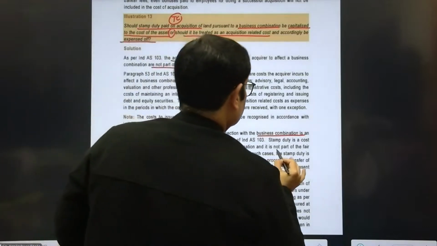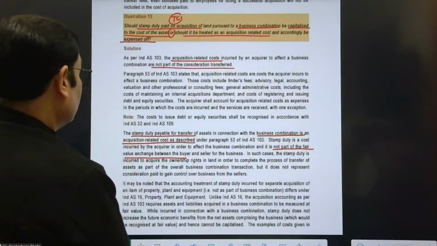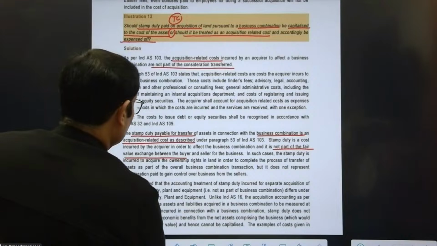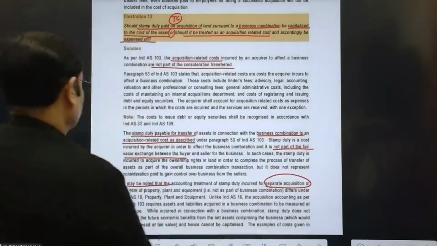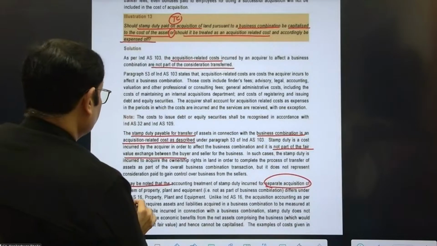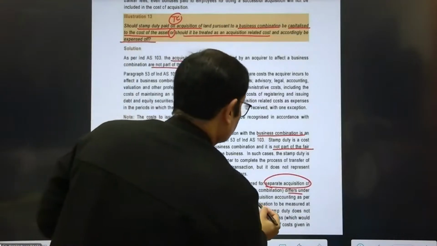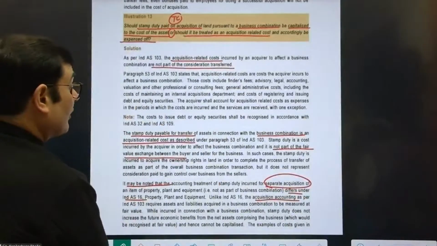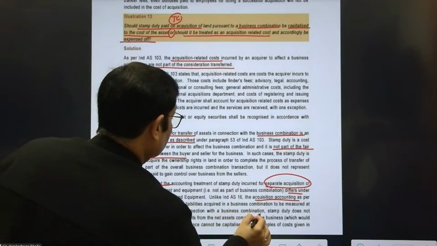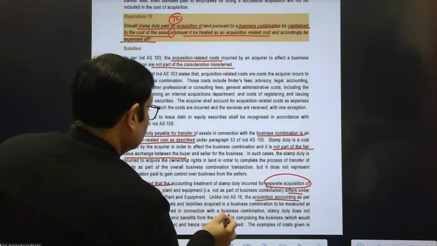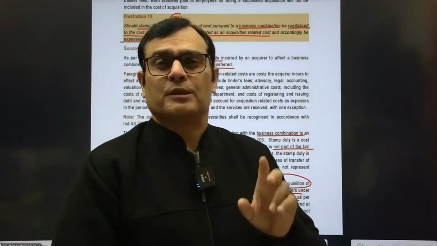So it says in such cases, it's not a part of the fair value exchange between the buyer and the seller. He also adds that it may be noted that the accounting treatment for stamp duty for a separate acquisition of an item of PPE differs under Ind AS 16. Unlike Ind AS 16, acquisition accounting as per 103 requires assets and liabilities to be measured at fair value. So while incurred in connection with the business combination, stamp duty does not increase economic benefits. But the nutshell is that if it is a part of a separate acquisition, it is added.